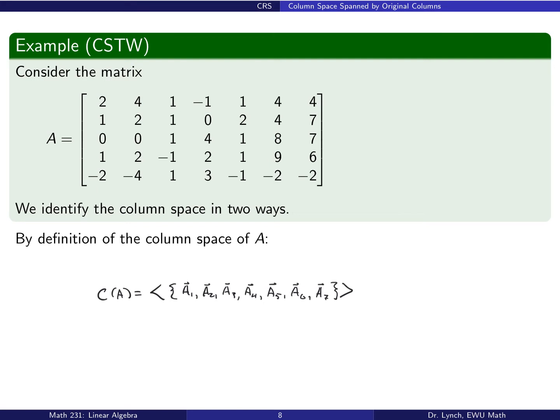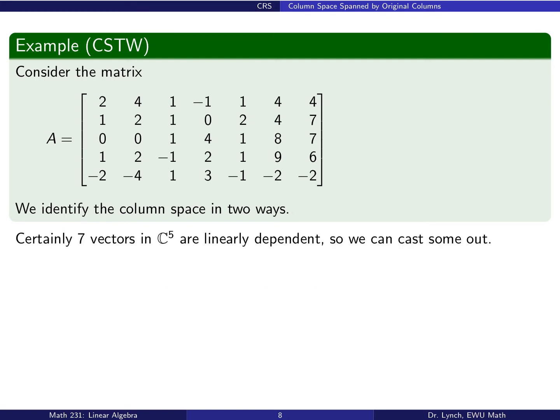On the other hand, we know that 7 vectors from C^5 are linearly dependent, so we can cast some out. We know how to do this too. We start with the matrix A, we row reduce, and then we go back to the original set of vectors and keep the columns corresponding to the pivots in the reduced row echelon form.